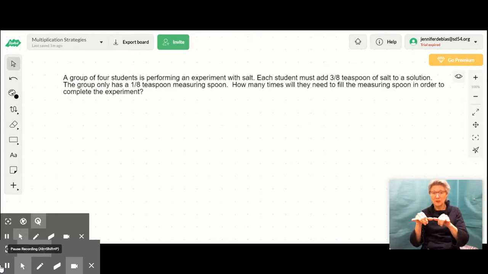This is another possible real-life problem. When you buy measuring cups and measuring spoons, they only come in certain measurements. So a lot of times if you're cooking or baking, you have to do math similar to this. So it's a good thing we're practicing.